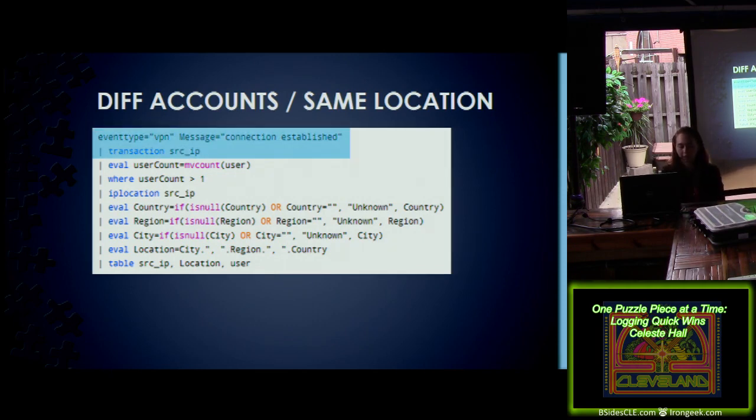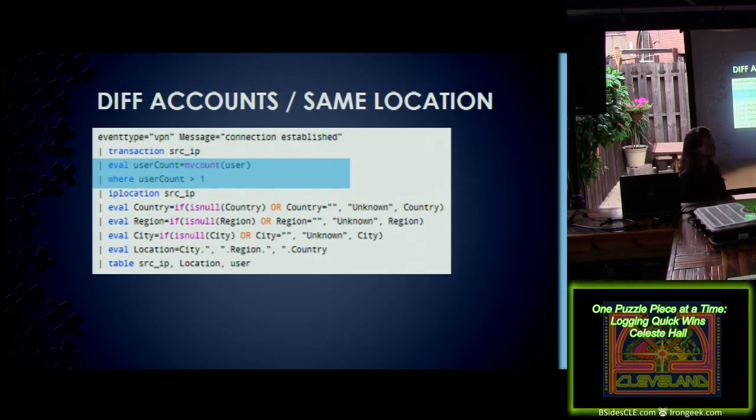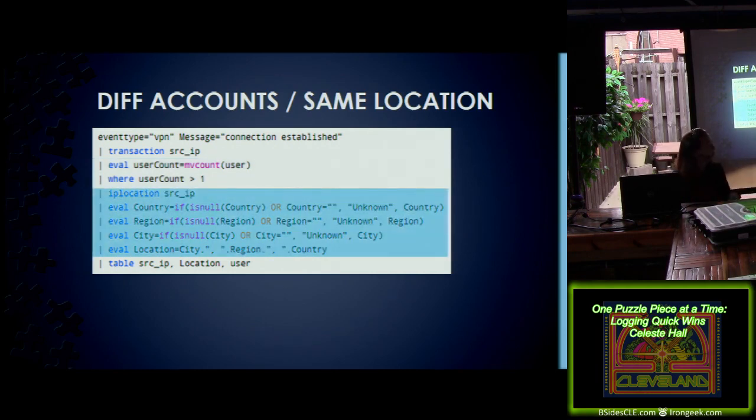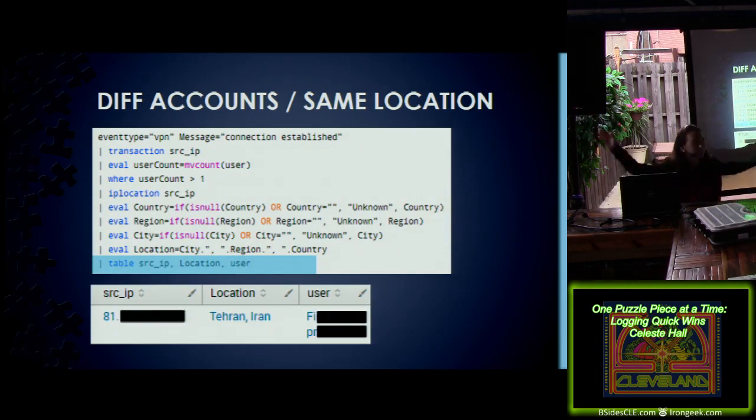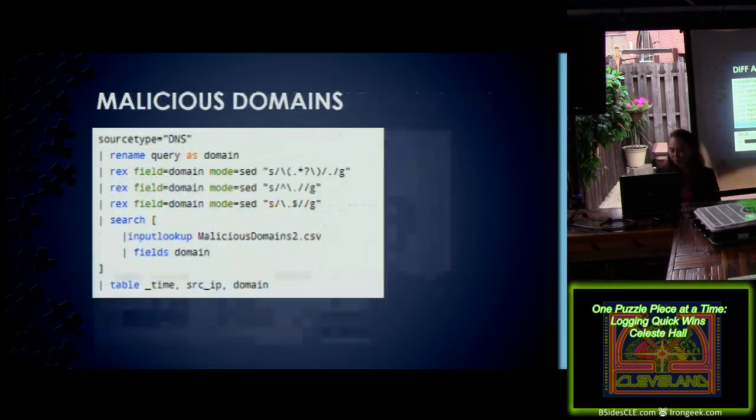So once again, we're looking at VPN logs, and I'm going to group them all together by IP so we can figure out where they're all coming from. And then I'm going to say, only show me results where there are more than one user associated with an IP address. And then we can pull in all the geolocation info and put it in a table. And oh look, Iran is accessing not just one, but multiple of our accounts. That's something we probably want to do something about.